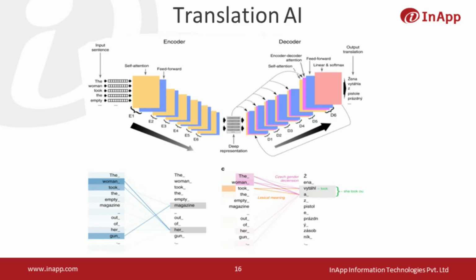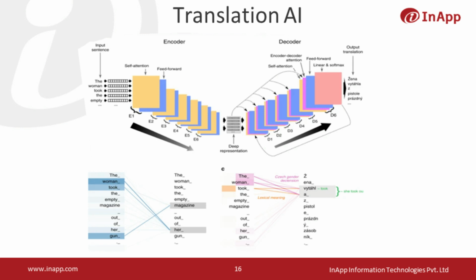So this is the translation AI. The diagram here shows the architecture of a transformer-based language translator. The input sentence is converted to a numerical representation and encoded into a deep representation by a 6-layer encoder. The encoder and the decoder consist of self-attention and feed-forward layers, and the decoder also contains an encoder-decoder attention layer with an input of the deep representation created by the last layer of the encoder.